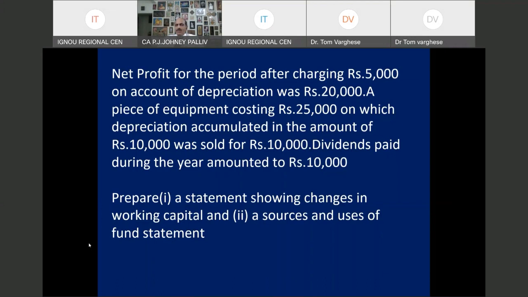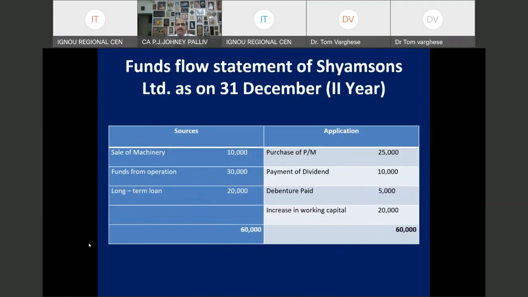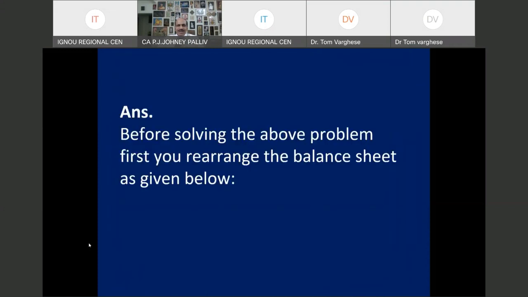which means during the year they have net profit of 20,000 after charging 5,000. That means before charging 5,000 depreciation, the profit was 20 plus 5, that is 25. And there is a loss on account of sale of machinery 5,000. That means, friends, 20 plus 5, 25 plus 5, 30,000, which is the funds generated from business operation. You see, without any calculation, we are arriving at these funds from business operation, 30,000, directly.